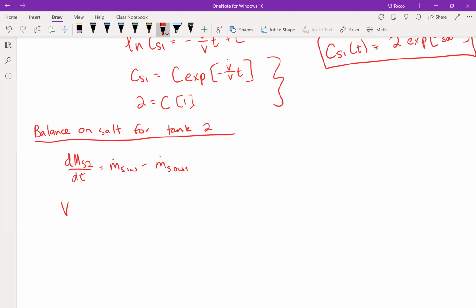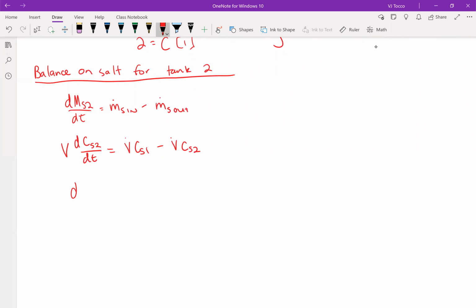So V is still the same. This is the volume of tank 2. Volume of salt water in tank 2, to be more precise. V times dCS2 by dt is equal to V dot CS1 minus V dot CS2. And if I just do one more line of algebra to get my final differential equation, dCS2 by dt is equal to V dot over V, CS1 minus CS2. And now I've got a bit of a conundrum.